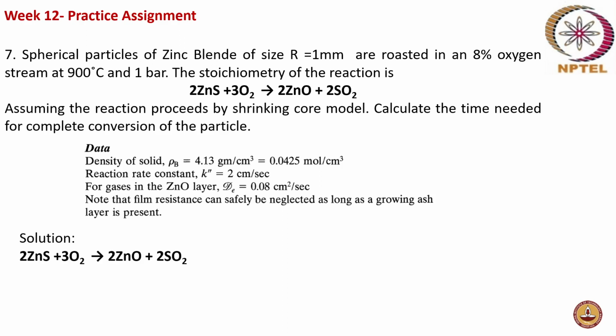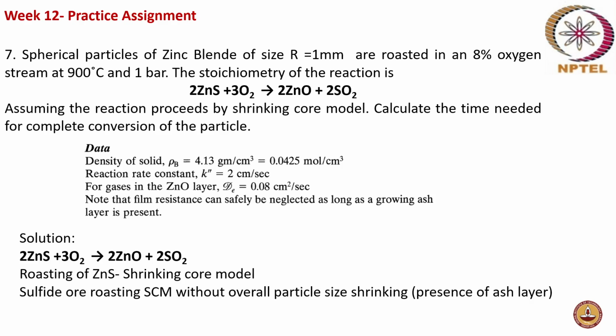So given the zinc blende, zinc sulfide is roasted, and this is following a shrinking core model. That means sulfide ore roasting with a shrinking core model happens without overall particle size shrinking. That means there will be a presence of an ash layer and the overall particle size will be maintained as R equal to 1. The only thing is that the ash layer thickness keeps on increasing.